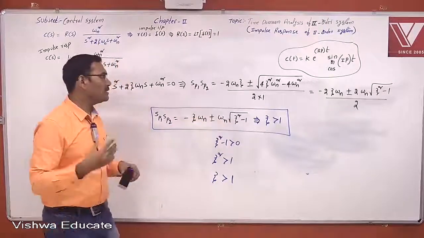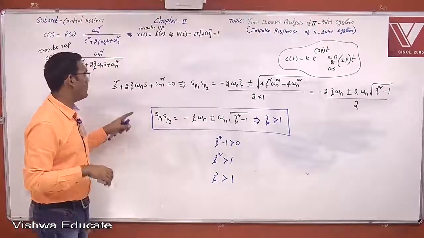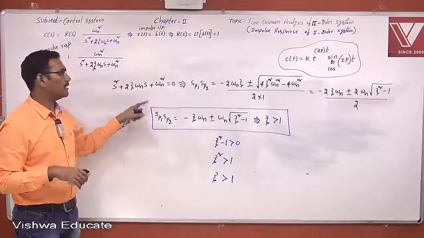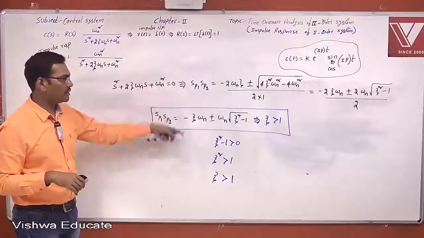Okay, now we will see case 3, damping factor zeta greater than 1. Before that, you just take the roots of this.